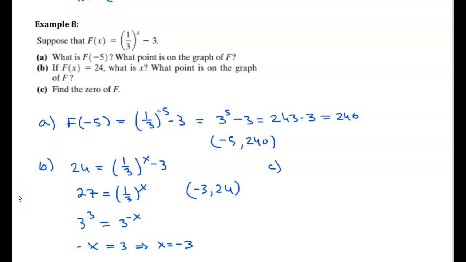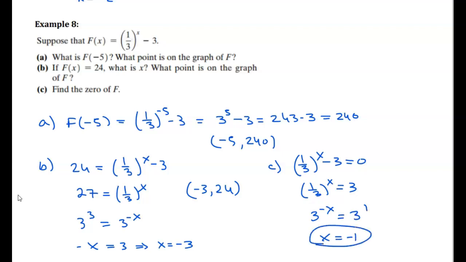All right, part C, find the zero of f. That means we need to solve 1/3 to the x minus 3 equals 0. So 1/3 to the x equals 3. Change this to a base of 3: 3 to the -x equals 3 to the 1. So x equals -1. When x equals -1, y is 0. So this is the x-intercept of the function, or the zero of the function.